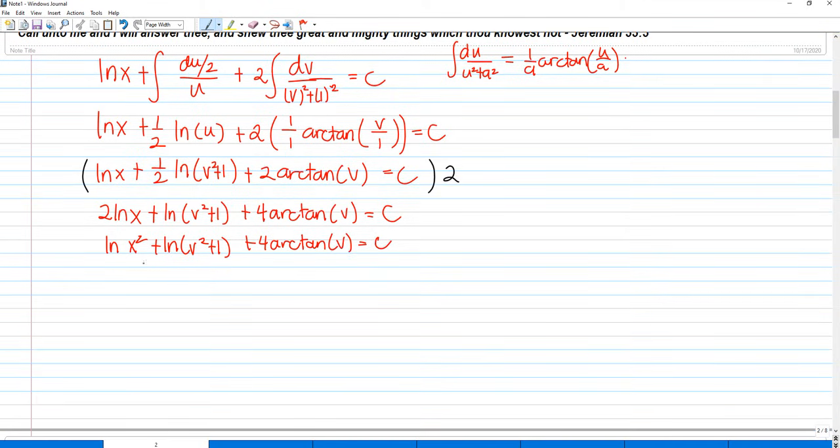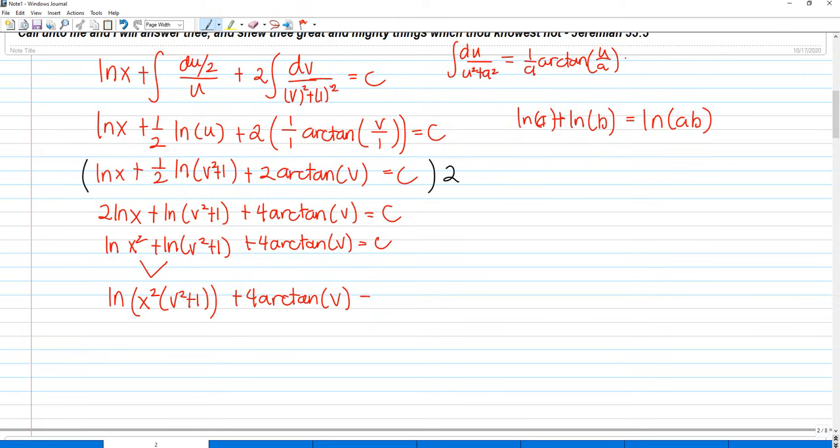And by properties of the natural logarithm, when we have the same base, ln added to ln, we can simplify it to a single ln. We have x squared, and we simply multiply it by v squared plus 1. That's like having ln of a plus ln of b, which is equivalent to ln of ab. That's what we did here, plus 4 arctan of v equals c.